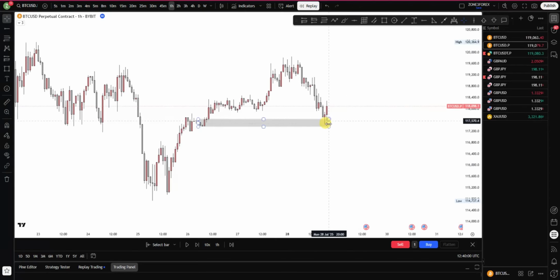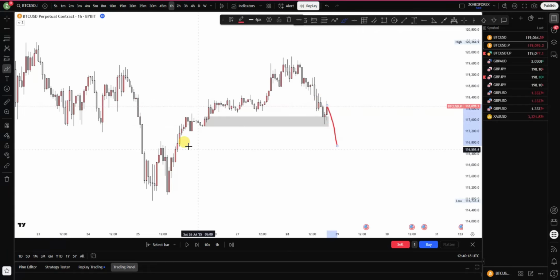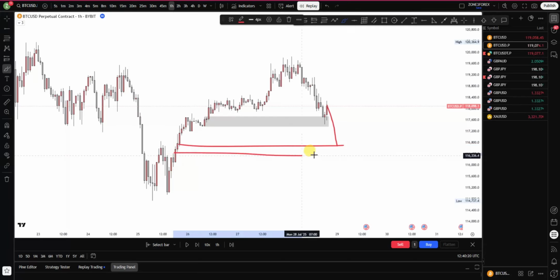So now when price got to the 1-hour demand zone, what do I need to do? I have to go to the lower time frame to look for a confirmation, because when price was coming, it was coming with a bearish momentum. So if I'm going to go aggressively, price can give me something like this and then come and tear this demand zone and come to the nearest demand zone.